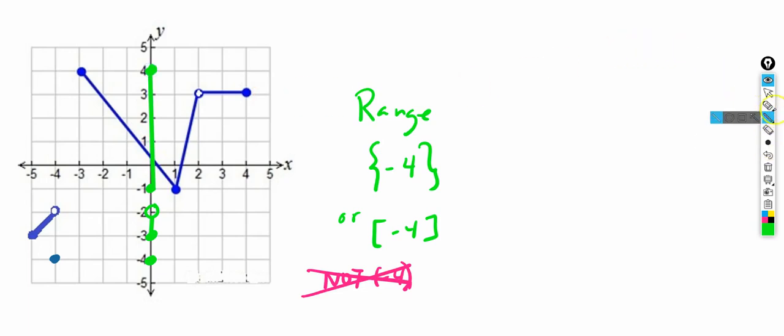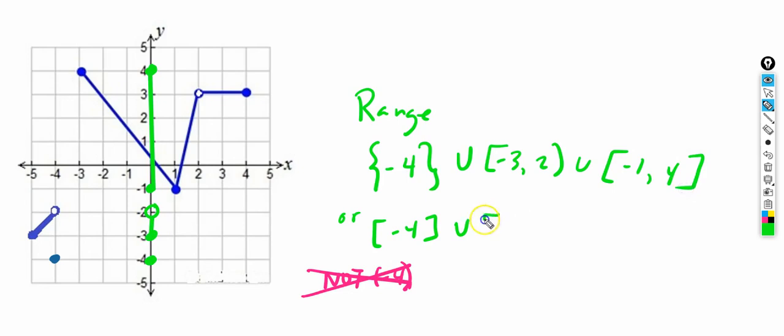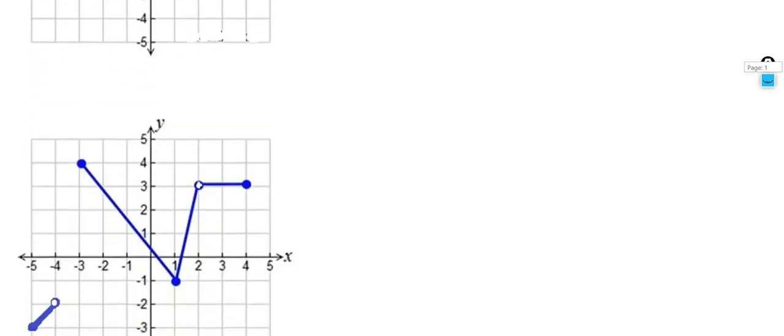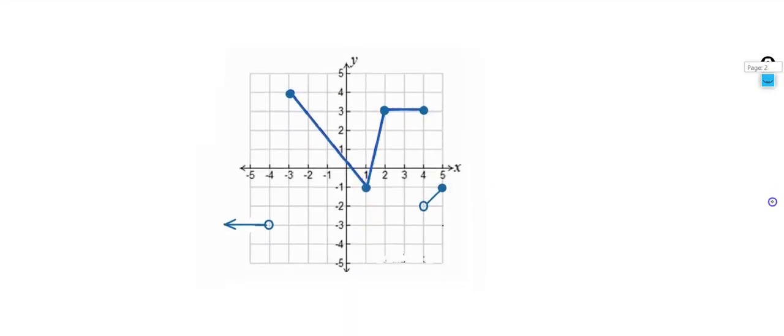Okay, so we have the singleton of -4, and then that's a bottom to top, or in this form. Okay, so WebWork usually likes that way. Okay, but either one of those is technically correct. Okay, so let me move down. What about something like that?